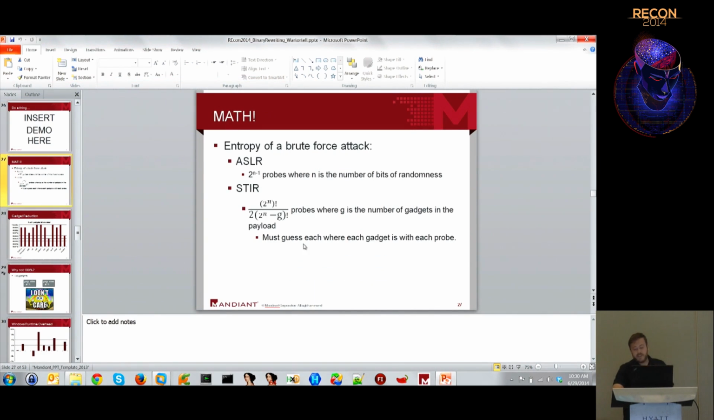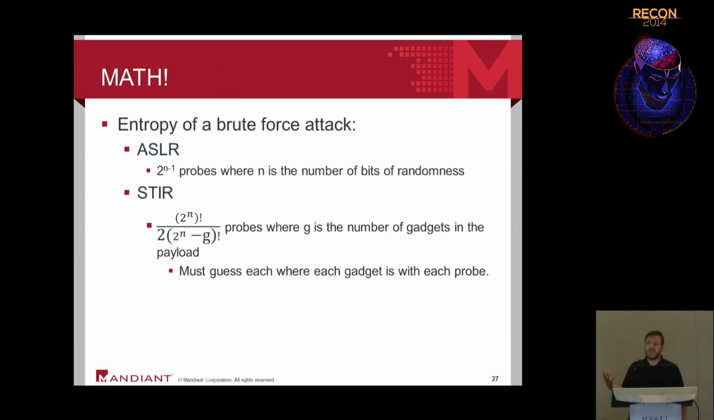So in terms of entropy, what are we doing here? If you wanted to brute force an attack against a binary that you've run ASLR on, it's going to take you 2 to the n minus 1 number of probes in order to guess where that is. So it's exponential in terms of how many probes you have to do. However, with ours, after guessing where it is in memory, you have to guess where every single gadget is in memory. So it actually becomes factorial to guess the number of probes it would take in order to brute force a ROP attack on ours. So we've greatly increased the entropy of brute forcing an attack.